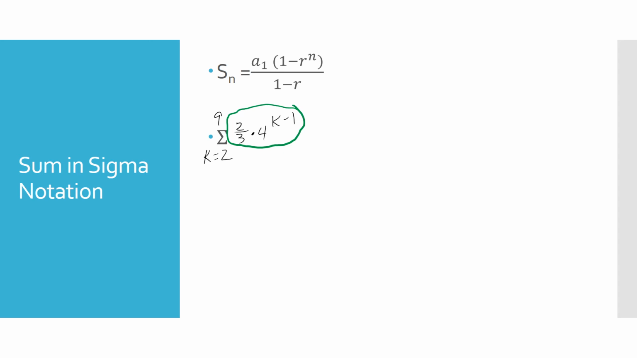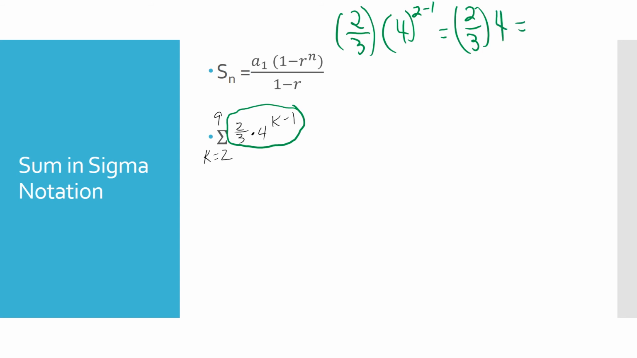So let's go up here. We're first going to find A2, the second number of the series. And so we got 2/3 times 4 raised to 2 minus 1. Oh, that's just 1. So that's going to equal 2/3 times 4 to the first power, which is just 4. And 2/3 times 4 is going to give us 8 over 3, or 8/3.